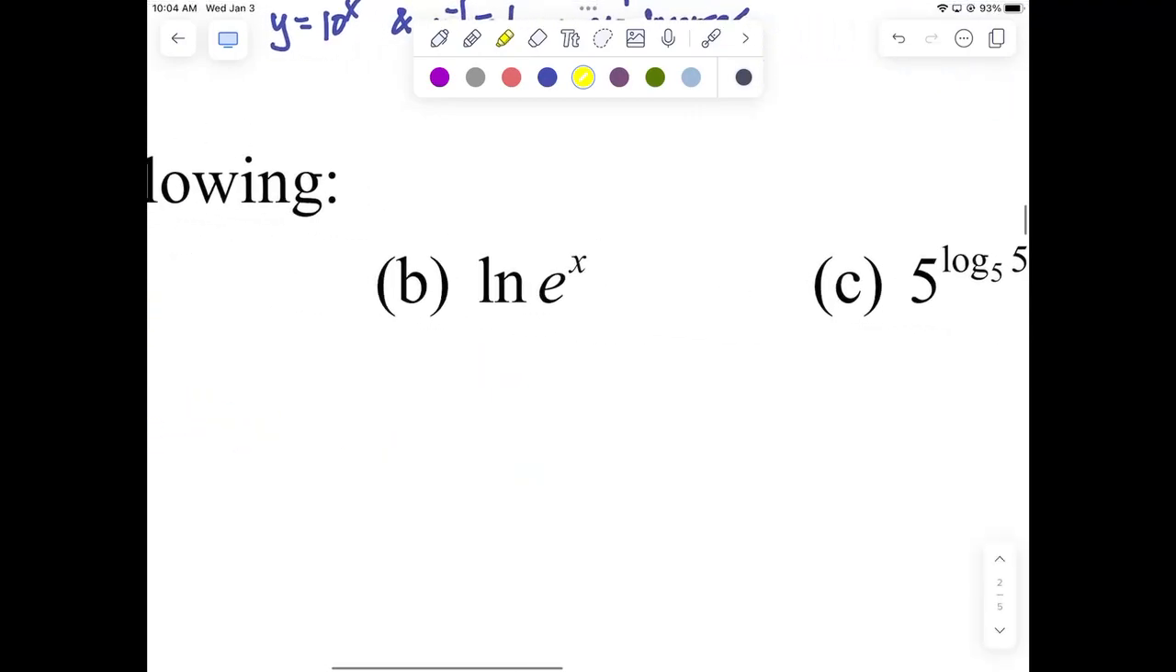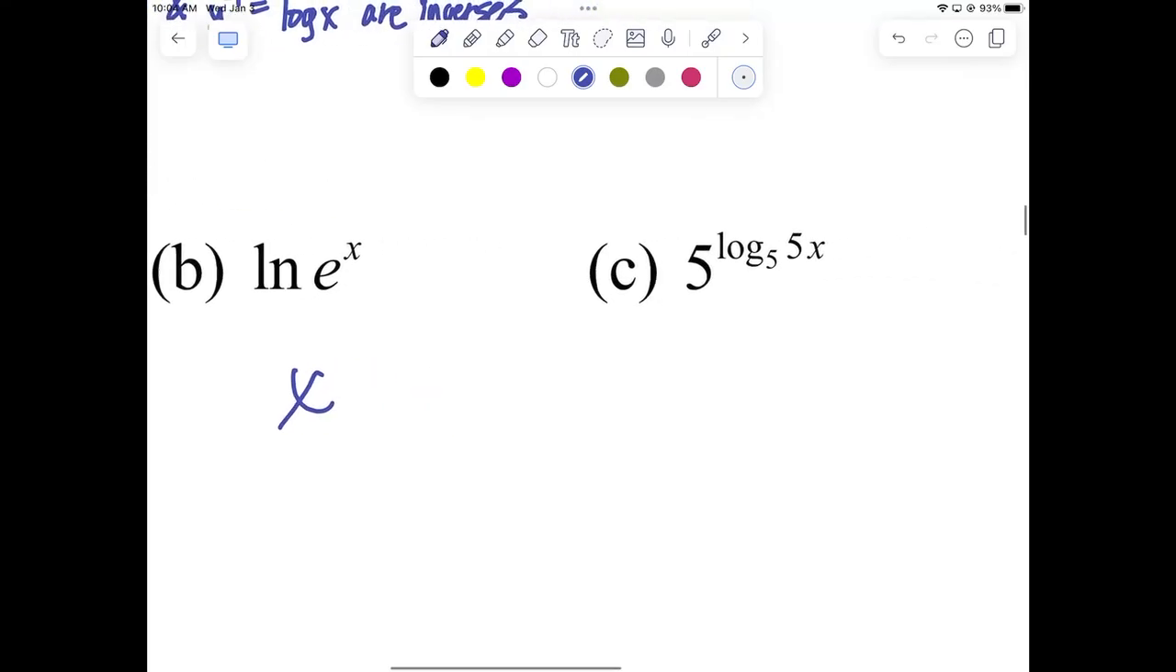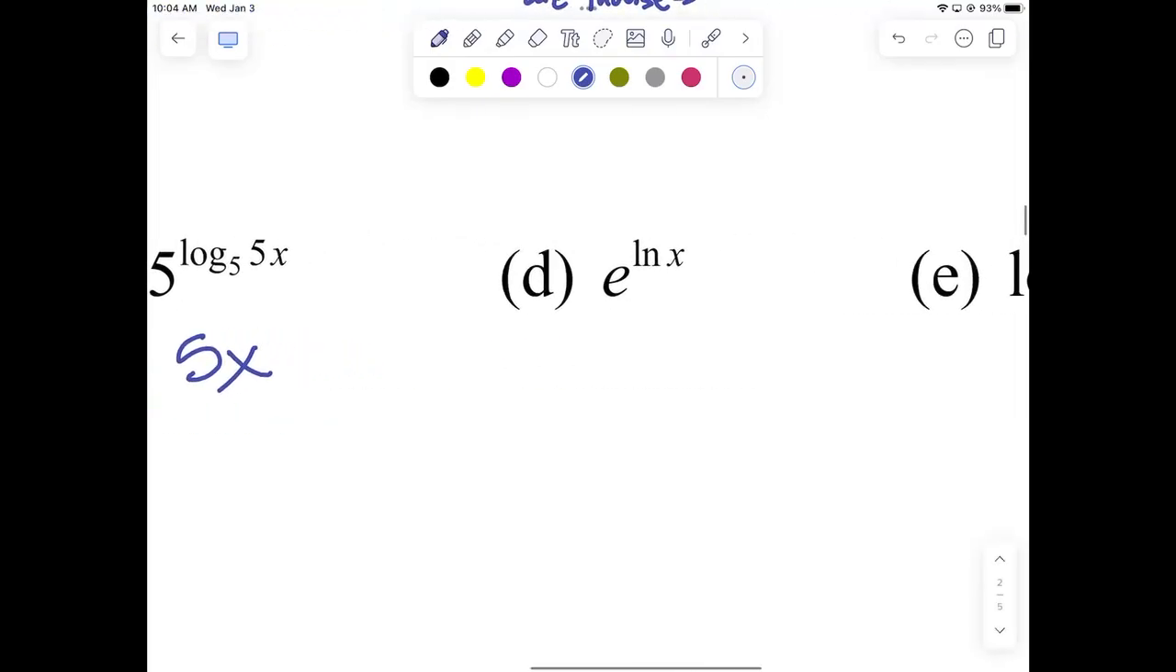All right. What is the natural log of e to the x? It's just x. What is 5 to the log base 5 of 5x? 5x. What is e to the natural log of x? x, because that's the same as e to the log base e of x, which is just x. They undo each other. They're inverses of each other.